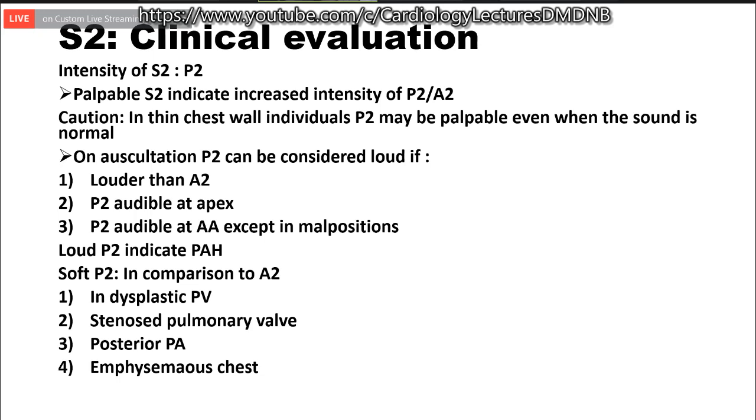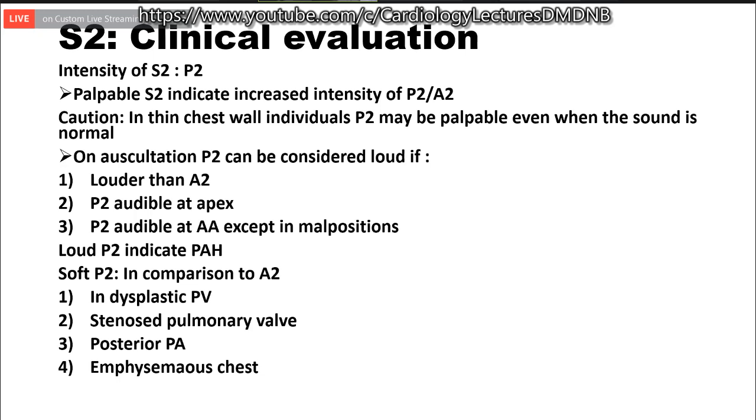But you have to exercise caution. In thin chest wall individuals, P2 may be palpable even when the sound is normal. That is the most important thing you should remember. Next is auscultation. How will you assess the second heart sound on auscultation? P2 can be considered loud if it is louder than A2. In the pulmonary area, if you compare A2 with P2, and P2 is equal to or greater than A2, that obviously means P2 is loud.